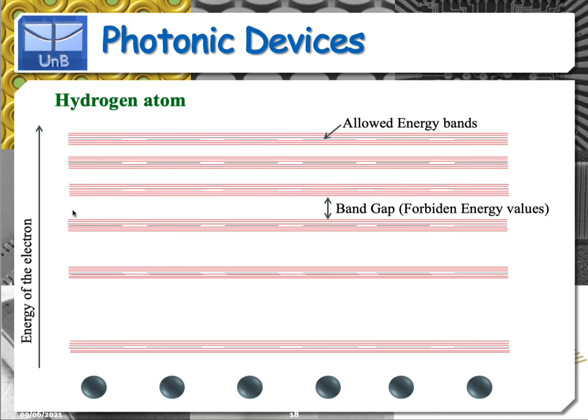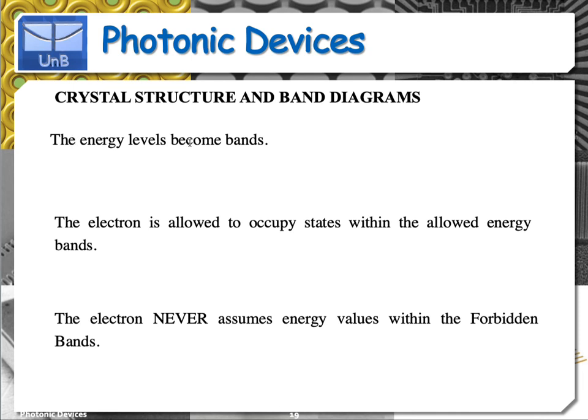Okay, so you have intervals here for which the energies cannot be accessed by the electrons. So to summarize, the energy levels become bands due to the fact that you have brought many atoms together, and the energy level splitting is going to be so much that the original energy level is going to become a whole band of an almost continuum of energy levels. And therefore the electron is allowed to occupy states within the allowed energy bands, but the electron will never assume energy values within the forbidden bands or the band gap.